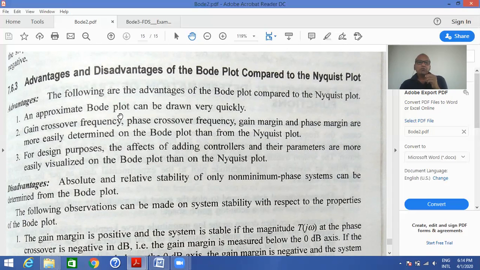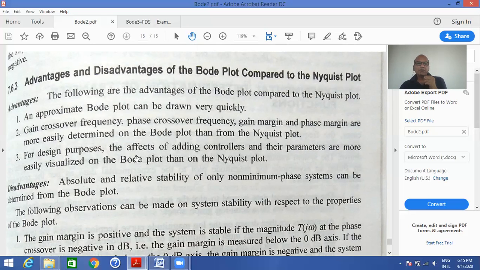Advantages and disadvantages of the Bode plot compared to the Nyquist plot. The approximate Bode plot can be drawn very quickly because you know the magnitude and you know the phase. Approximate Bode plot means first drawing the asymptote at each corner frequency, then taking the addition, we get the approximate Bode plot. Gain crossover frequency, phase crossover frequency, gain margin and phase margin are more easily determined on the Bode plot than from the Nyquist plot. In the previous slides we already discussed how to calculate the gain crossover frequency, phase crossover frequency, then measure the gain margin and phase margin, and comment on stability.